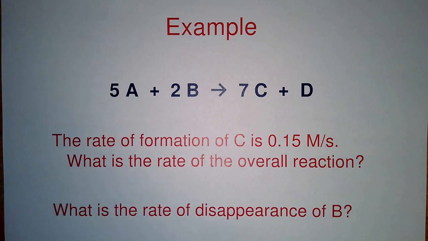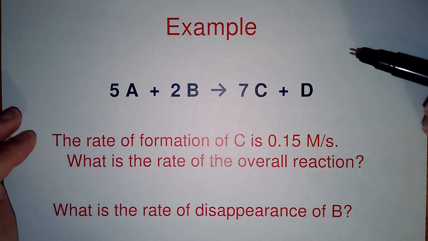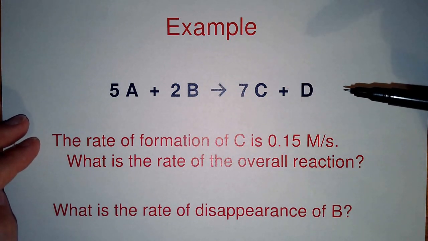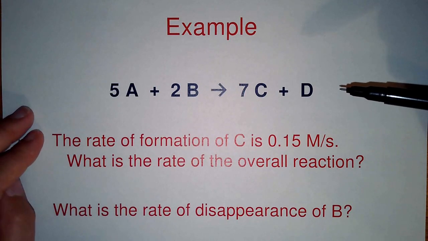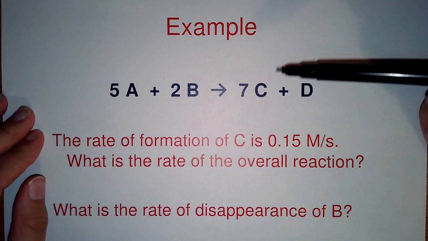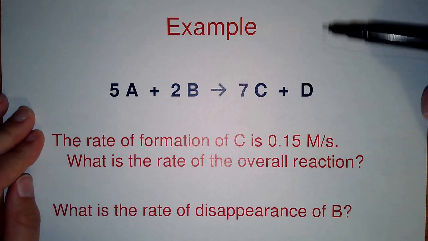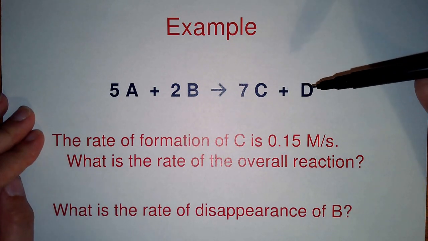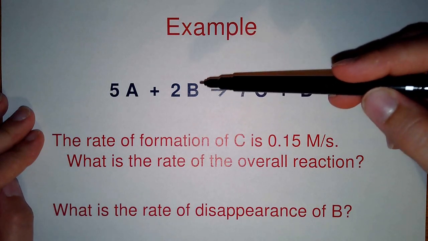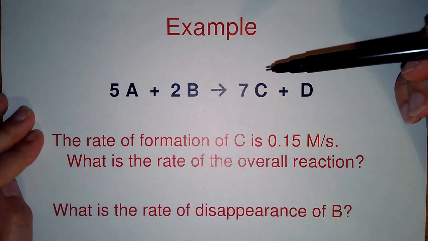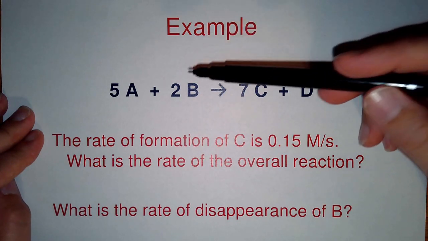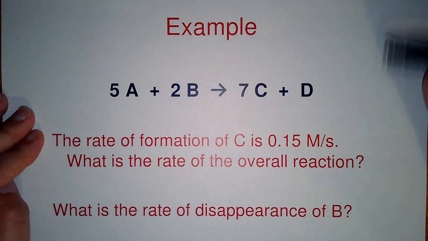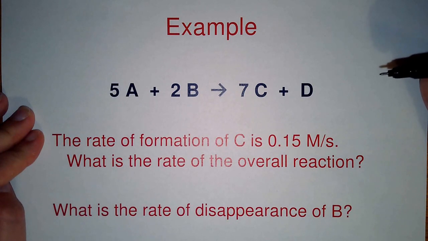Okay, so in this video we're going to look at some of the calculations for rate of reactions and rate law. So for the first one, we want to look at how we can compare the rate of reactants to products. If we have a balanced equation, 5A plus 2B goes to 7C plus D, and we know some information about either how fast a reactant is being used up or how fast a product is being made, we can relate that to something else in the equation or use it to determine the overall rate of the reaction.